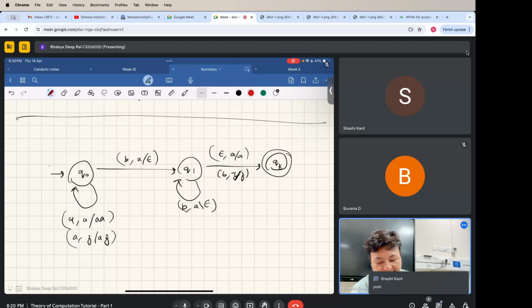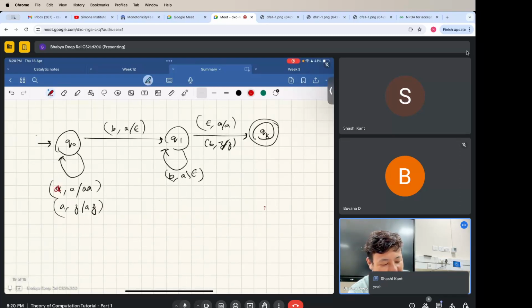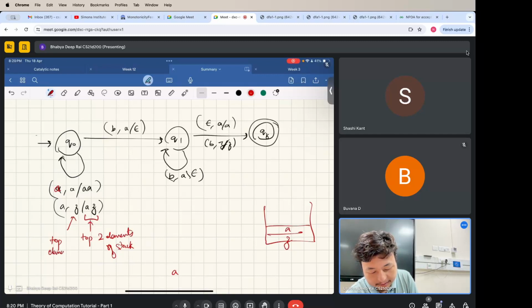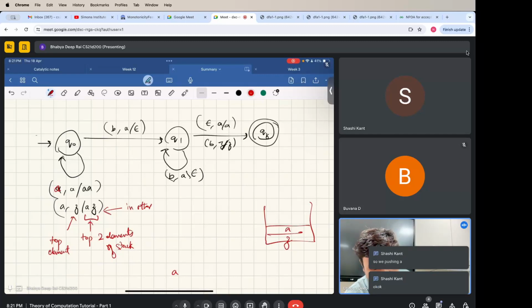Okay, good. So in the beginning it says, if I see a Z on the stack, and on the input I have an A, then I'll do an AZ. What does AZ mean? These are the resulting top two elements of the stack, and this is the top element. I've pushed an A here. In other words, we are pushing A there.